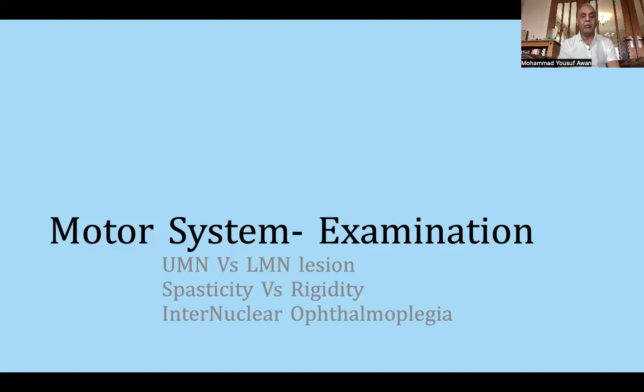The first one is upper motor neuron lesion versus lower motor neuron lesion. Second one is about the spasticity and rigidity. And third one is regarding internuclear ophthalmoplegia. So we'll start with the first one, upper motor neuron versus lower motor neuron lesion.